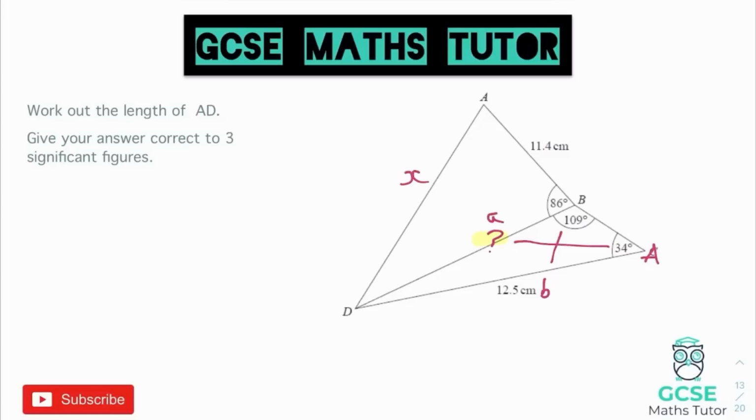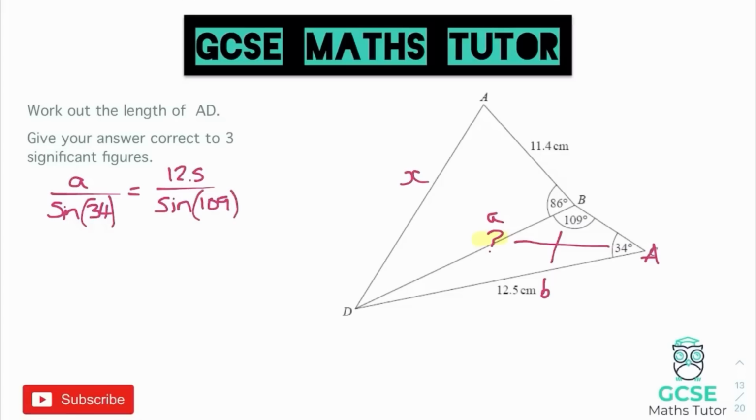So putting that into that sine rule. The sine rule is a over sine A is equal to b over sine B. So if we put these pieces in straight away, we get a over sine of the opposite angle, so that was 34, and that is equal to b, which we've got labelled as 12.5, over sine of the opposite angle, which is 109.